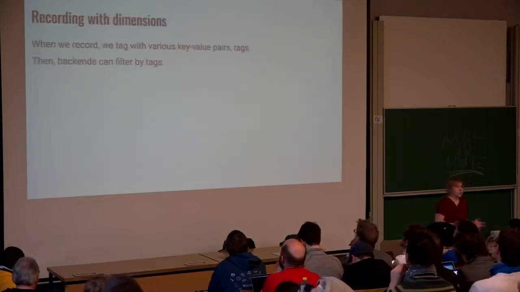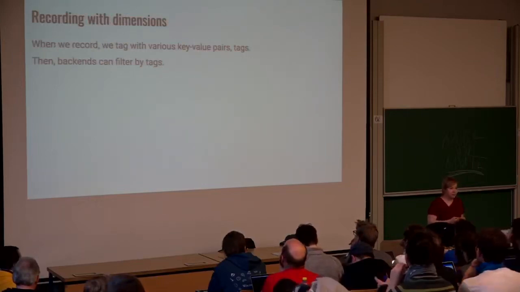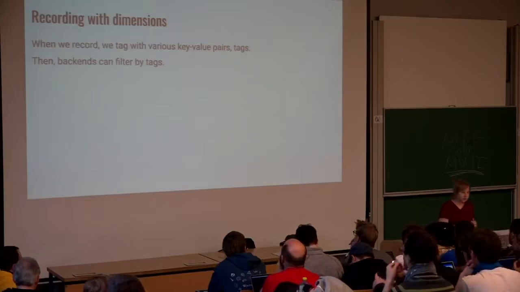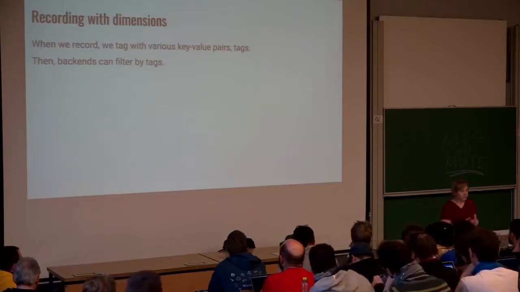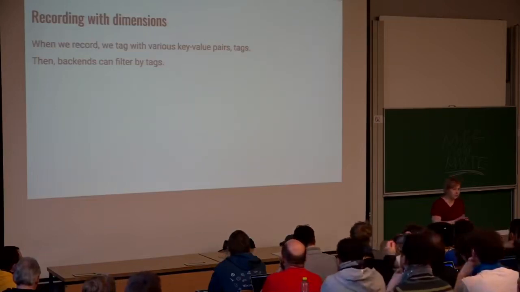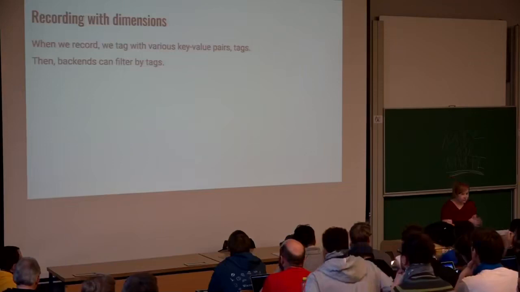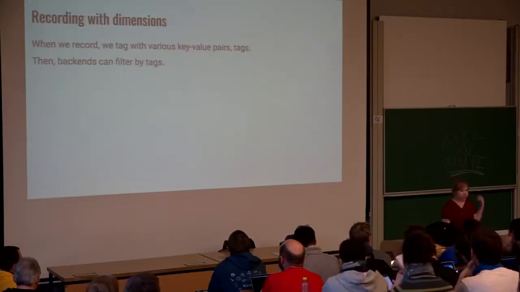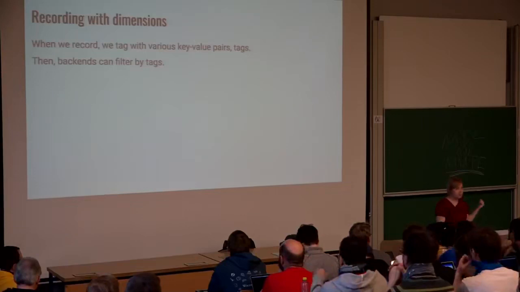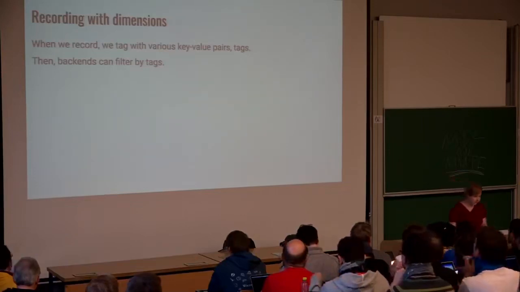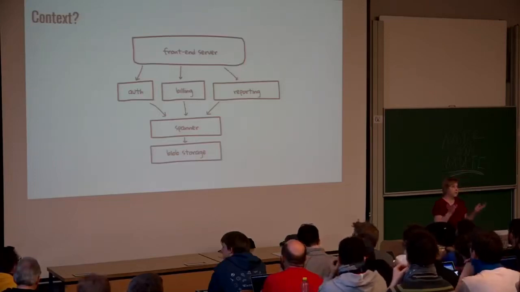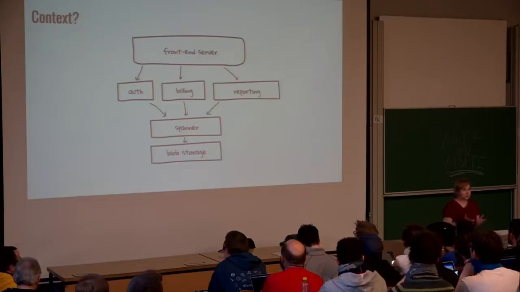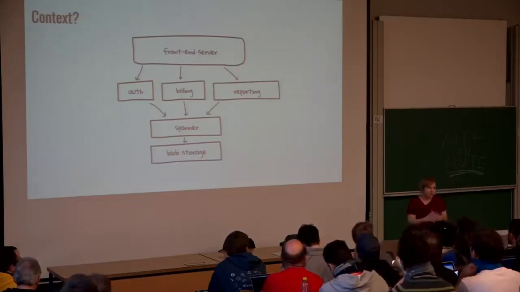So it's great that we can query this data, but how do we really collect signals in order to be able to query them this way and break them down? The answer is we record the data with various key value pairs. We call these key value pairs tags. And then the backend, for example, a metric collection backend such as Prometheus, can filter data by tags. The entire promise of microservices is that you have no tight coupling between services.